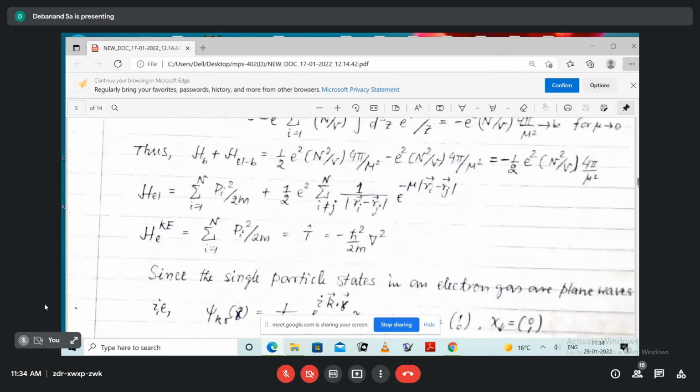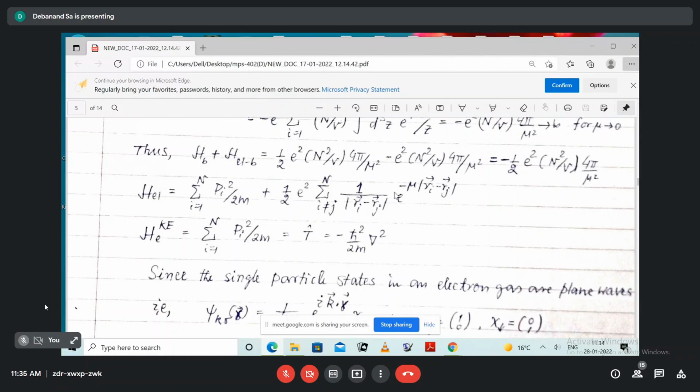Now your H boson and H electron-boson, I can look at that as something like minus half e square n square by v, 4 pi by mu square. Now if you look at the electronic part, because we are interested in this, we have this. First I'll simplify a bit my kinetic term, and then I'll handle this. We'll come to this again.